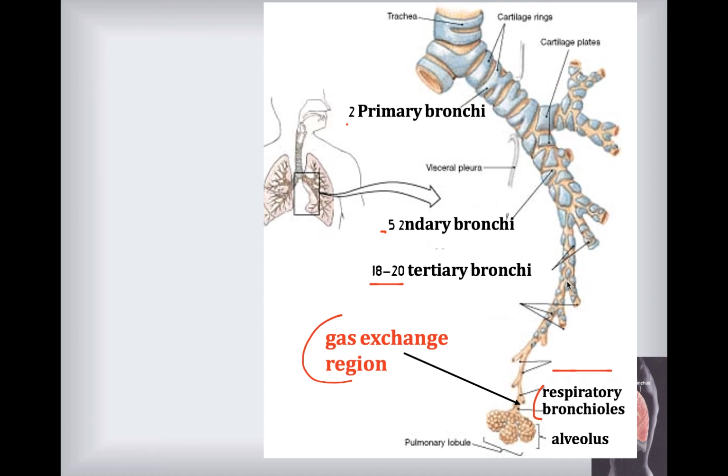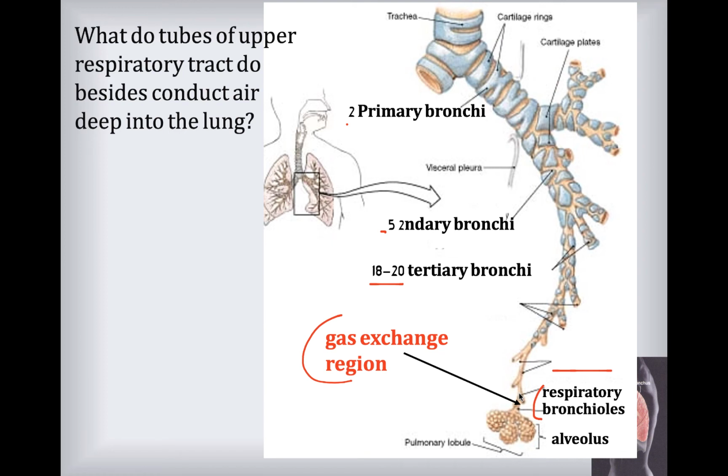Okay. Now, in order for gas exchange to occur, we've got to have 2 things. We've got to have thin walls that the gases can cross, and they can't do that here. Too thick. And we also have to have capillaries that, again, the gases can cross. And so those 2 things don't exist until we make it down as far as the respiratory bronchiole. And then just a quick review. What do these upper respiratory tract tubes do? They conduct air deep into the lung, right?